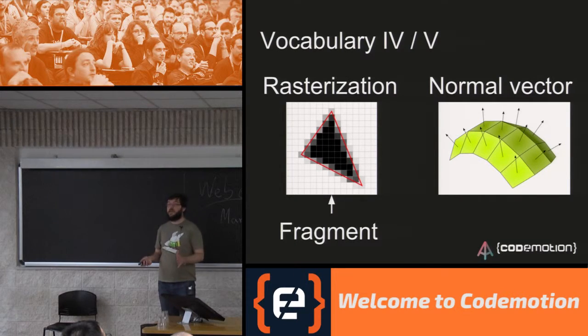The GPU does that for us and gives us basically just a bunch of pixels that we have to color in. Hurrah! And this is called a fragment. And the step that the GPU does is called rasterization. Now, we also might want to do some nice stuff with light.